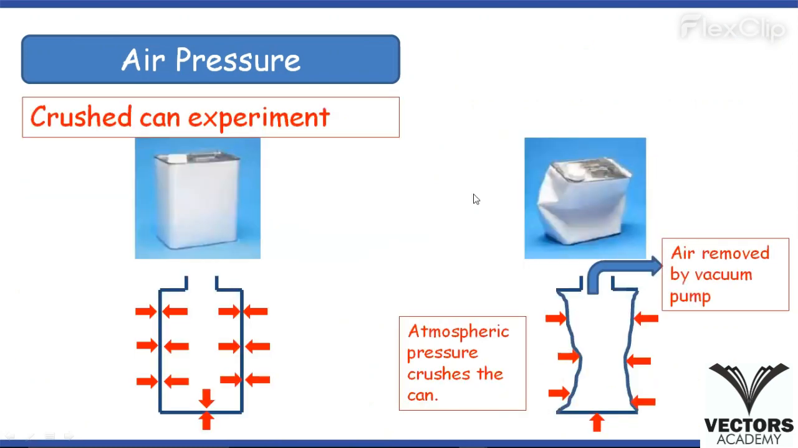Crushed can experiment. If there is a can with an open lid, the internal pressure is equal to the external pressure. Therefore, it remains stable. As soon as you remove the air inside the can with the help of a vacuum, the external pressure is greater than the internal pressure. Therefore, the can gets crushed.